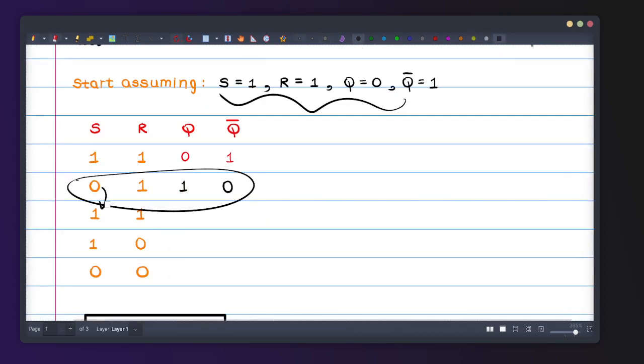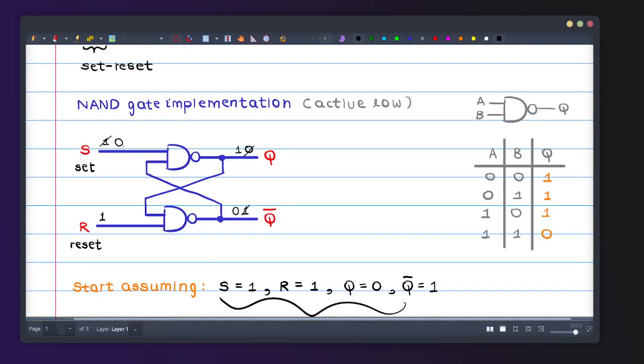Okay, the next state is S is 1 and R is 1. Let's see what happens. S is 1, so we are going to set this back to 1. Let's see if there are any changes to the logic circuit as a result of this.